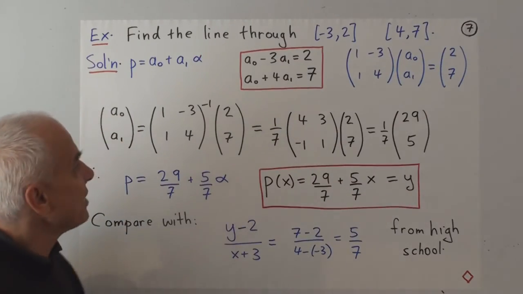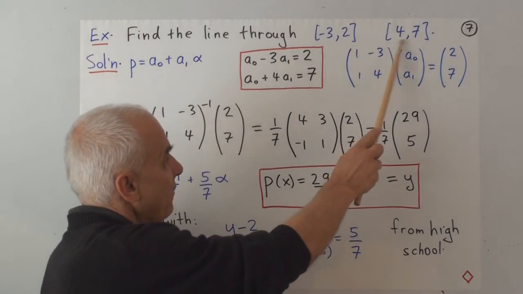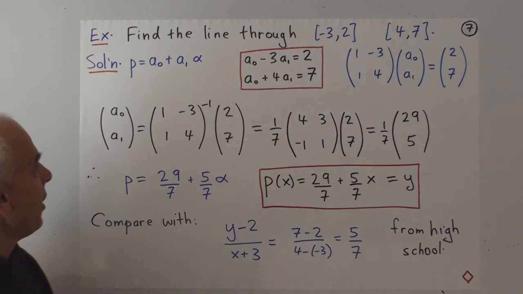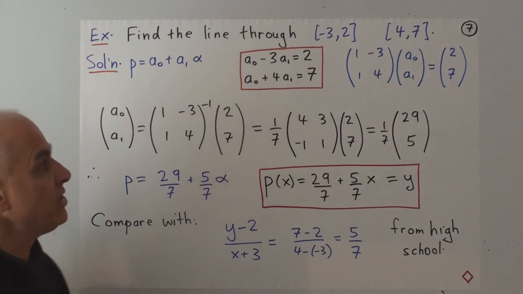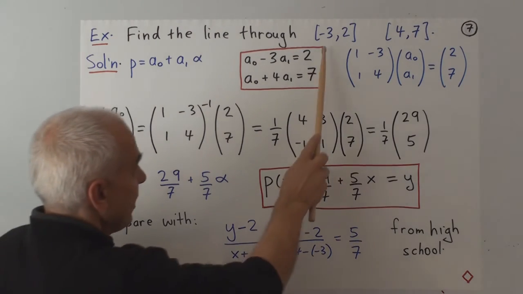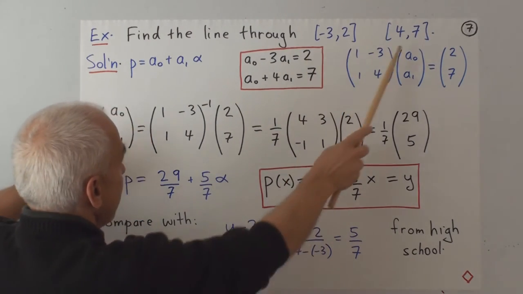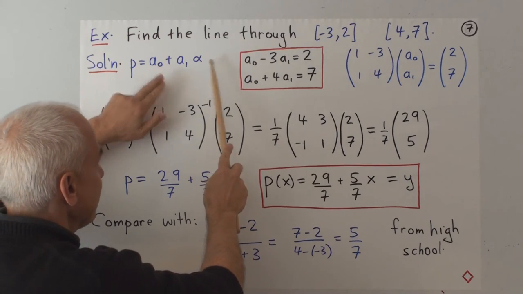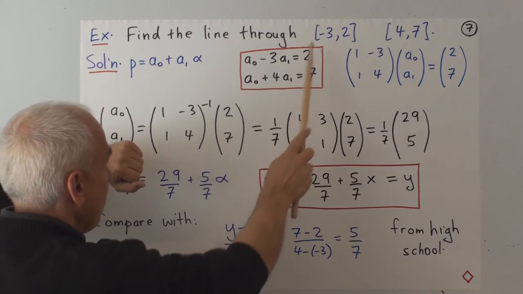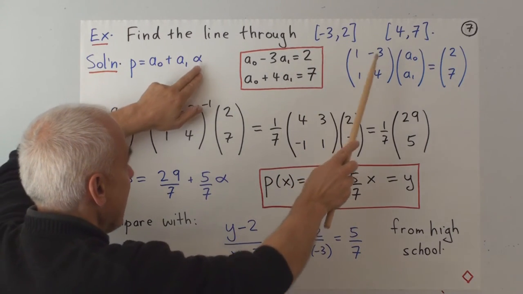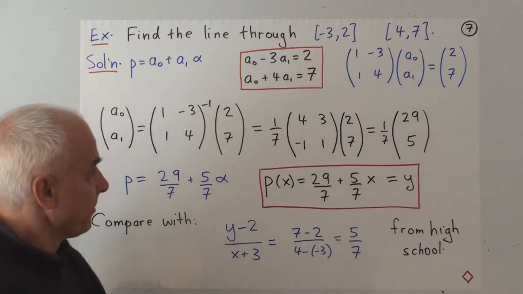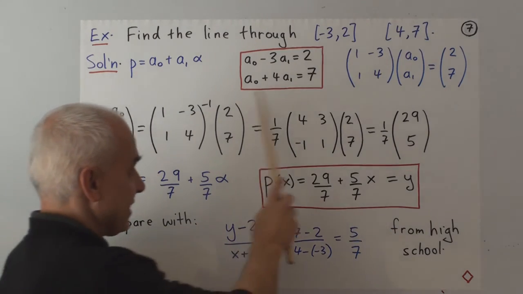Okay, so our example, let's find the line through minus 3, 2 and 4, 7. So there's our polynomial that we're going to try to fit to these 2 points. We want these 2 points to satisfy the equation p of x equals y. That means when we replace alpha with minus 3, we should get 2. And when we replace alpha with 4, we should get 7. That's the system that we want to solve.